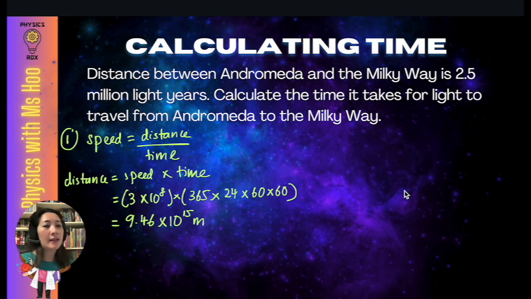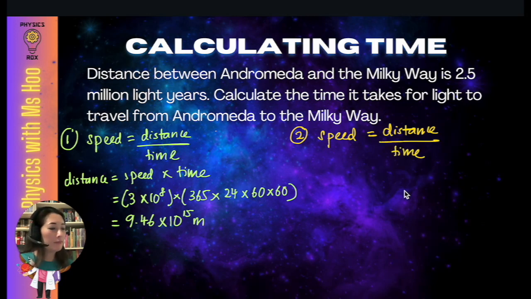Next, how do we calculate the time it takes for the light to travel from Andromeda to the Milky Way? So we're going to go now to step number 2. I'm going to write this in yellow just to give you a clear distinction between the two parts of this process. For step number 2, we also need to use the speed formula, which is speed equals distance over time. But this time, we need to find the value for time. So when we rewrite this, we get time equals distance divided by speed.